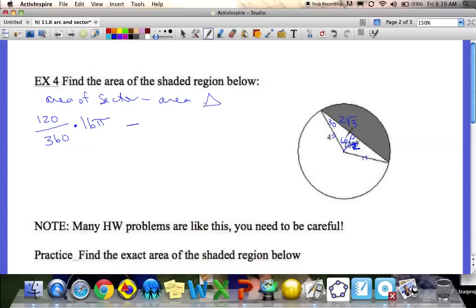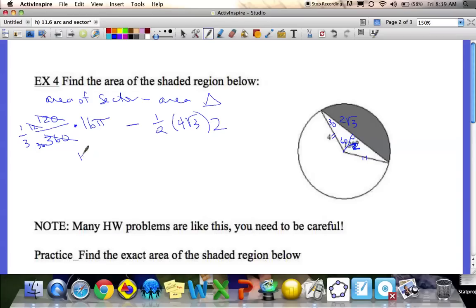So the area of the whole triangle is 1/2 base times height. The base of this triangle is 2 root 3, plus another 2 root 3, so that's 4 root 3, times the height, which is 2. And we just have to simplify all this. It's much easier right now to simplify 12 over 36, which is 1/3.